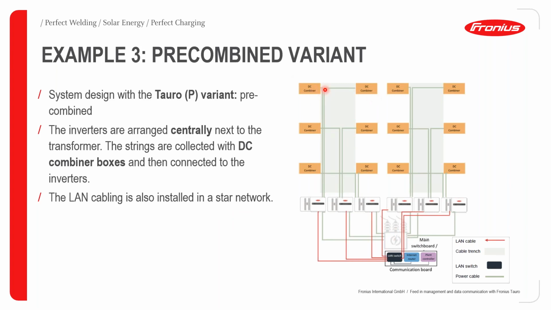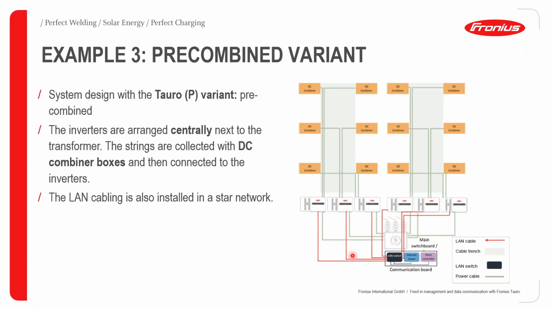So in this case, you can see that we are using DC combiner boxes. Your panels are connected to your DC combiner boxes, and your DC combiner boxes then collect the DC from your panels and send it directly to your Tauro inverters. In this case, we have 6 Tauro inverters, which are all P versions. And we have chosen to install all these inverters directly next to each other, which might be in some central location, usually very close to your local transformer.